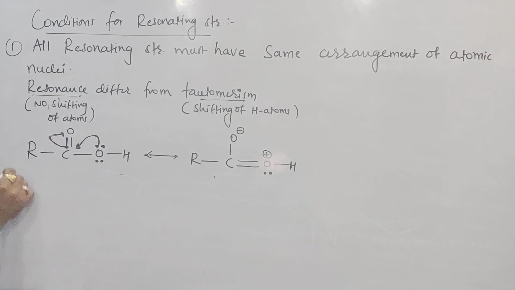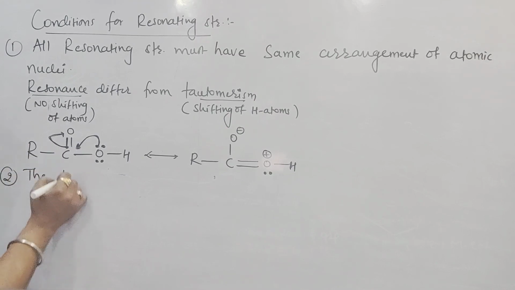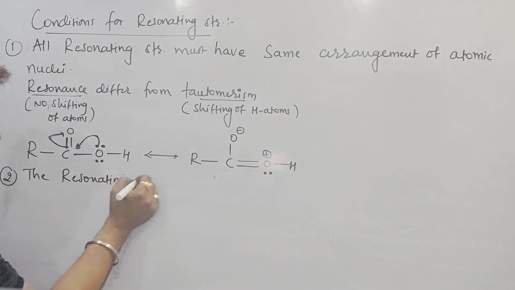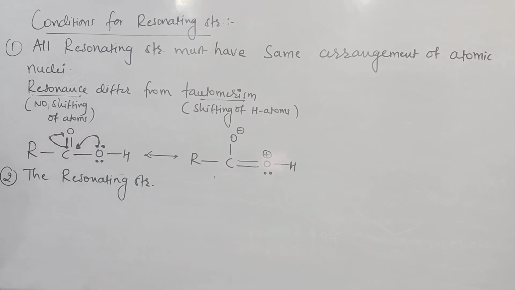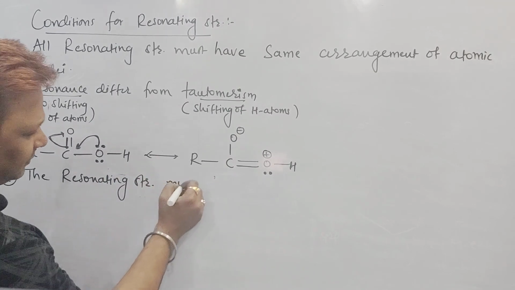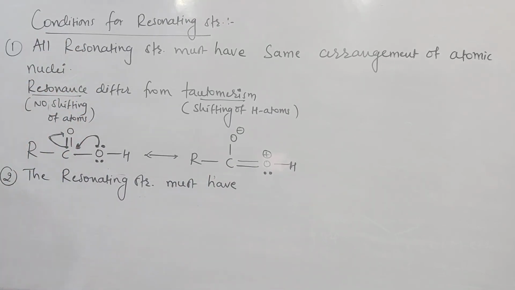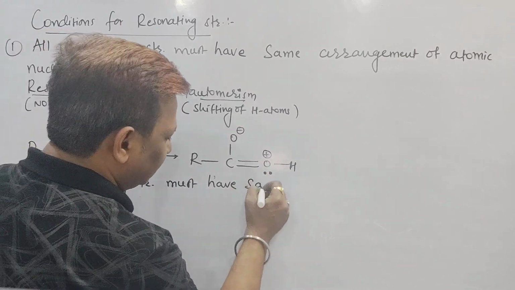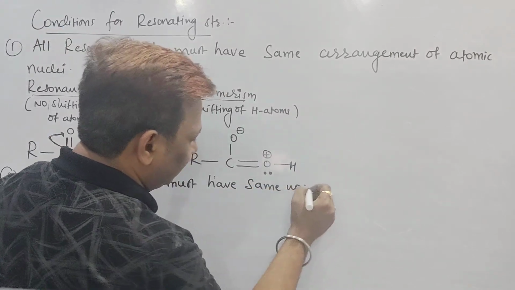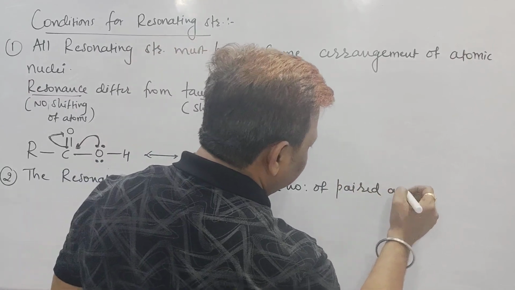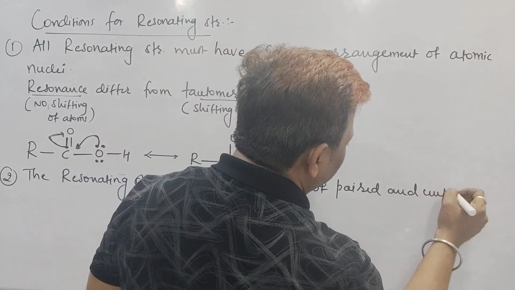Second point, I am going to write conditions. The resonating structures must have the same number of paired and unpaired electrons. Must have the same number of paired and unpaired electrons.